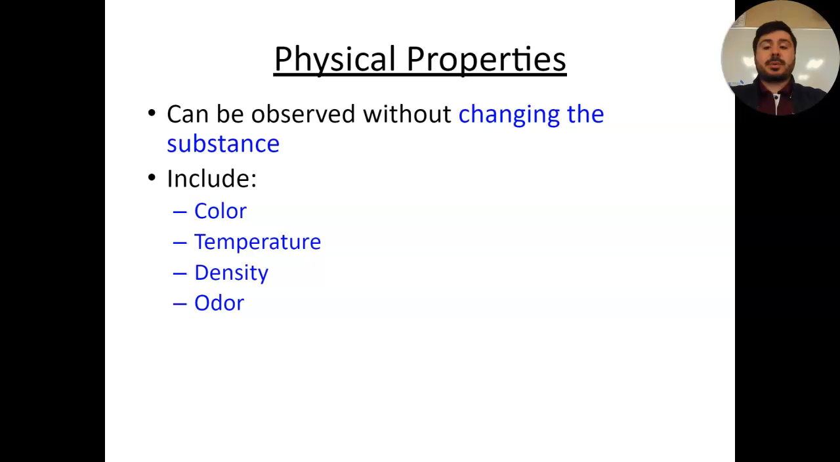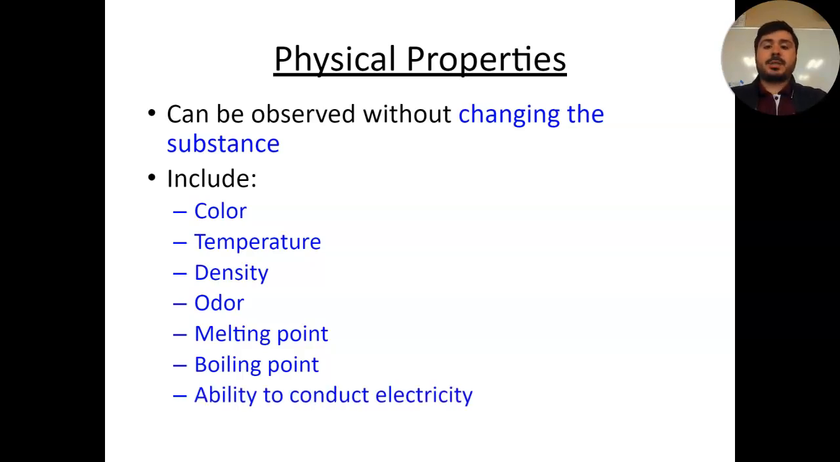If that substance has a particular odor, for example, that odor is going to be pretty consistent, a physical property of it. The melting point is another one, the boiling point as well, and its ability to conduct electricity. So all of these: color, temperature, density, odor, melting point, boiling point, and ability to conduct electricity, are physical properties that we can observe without actually changing what the substance is.